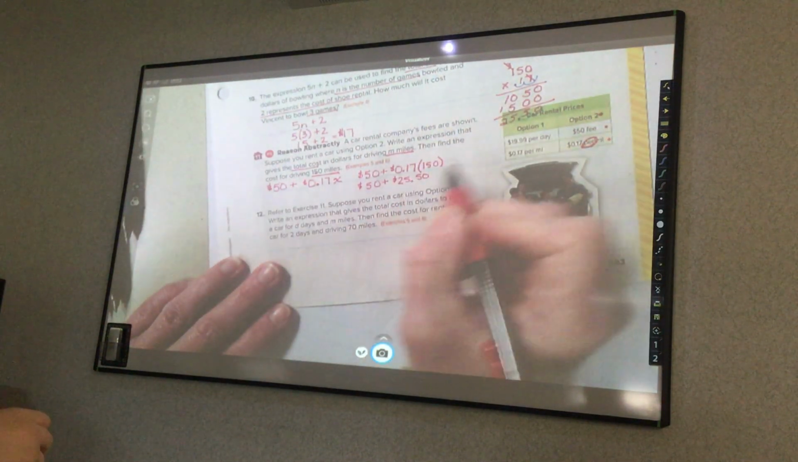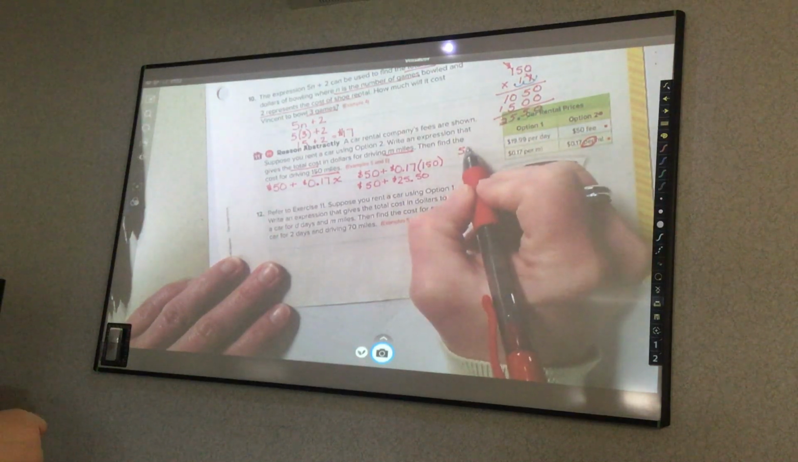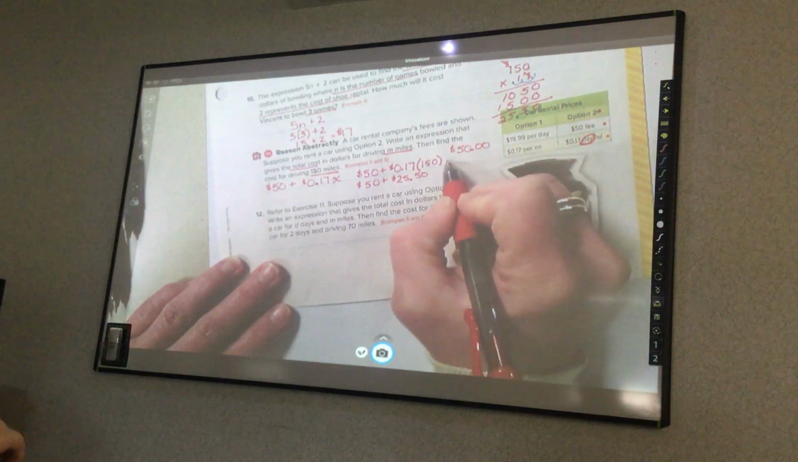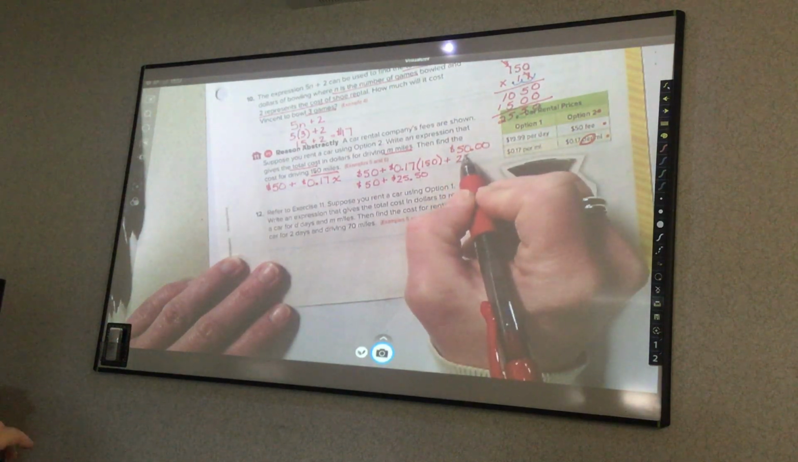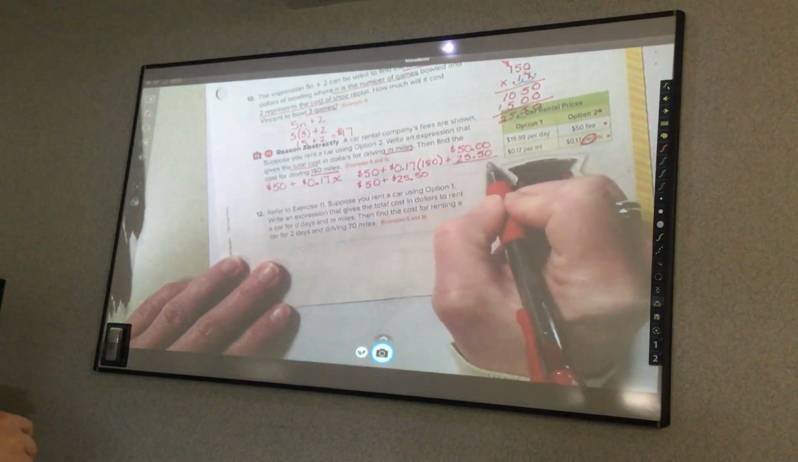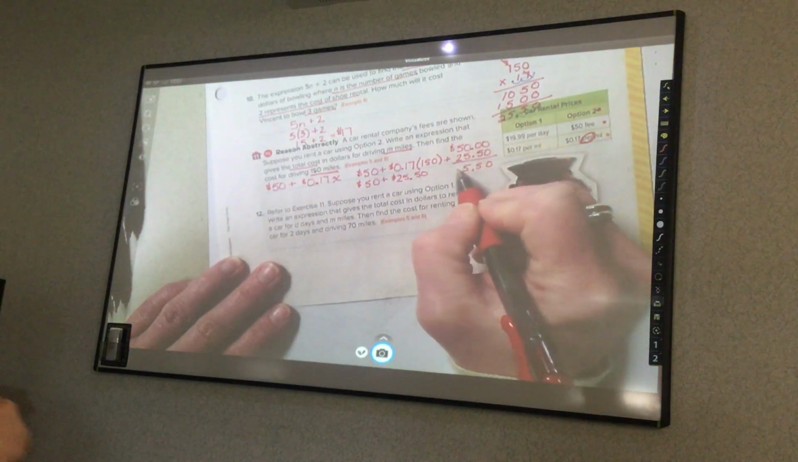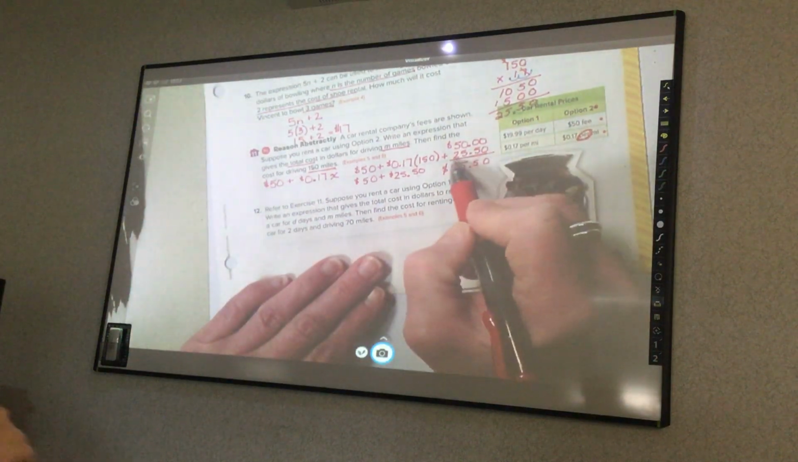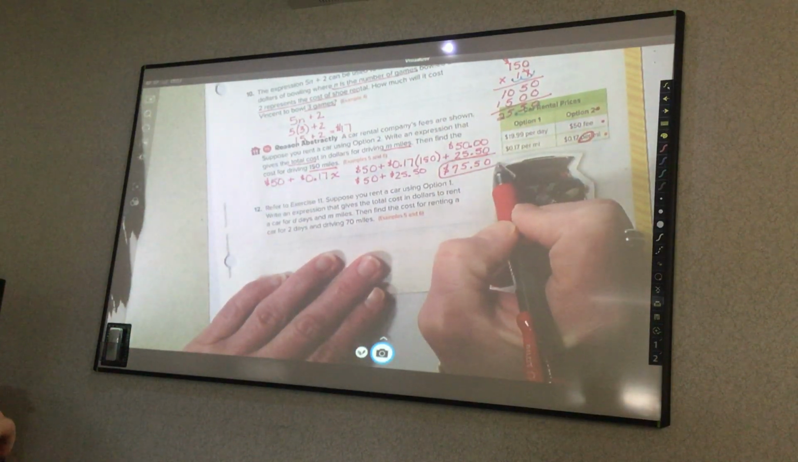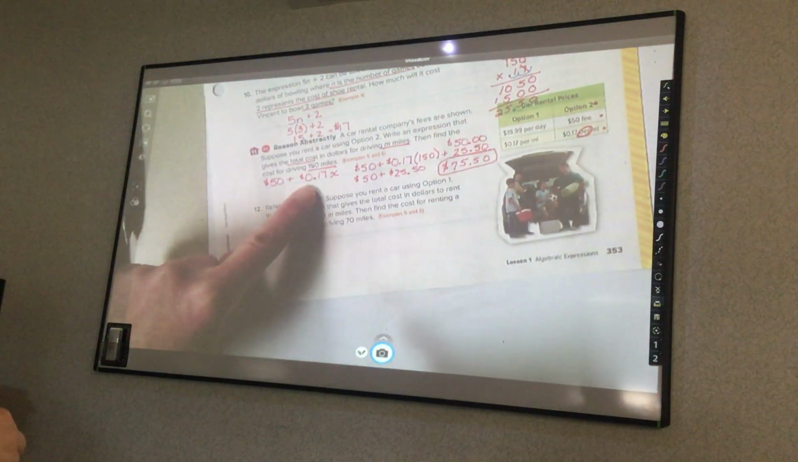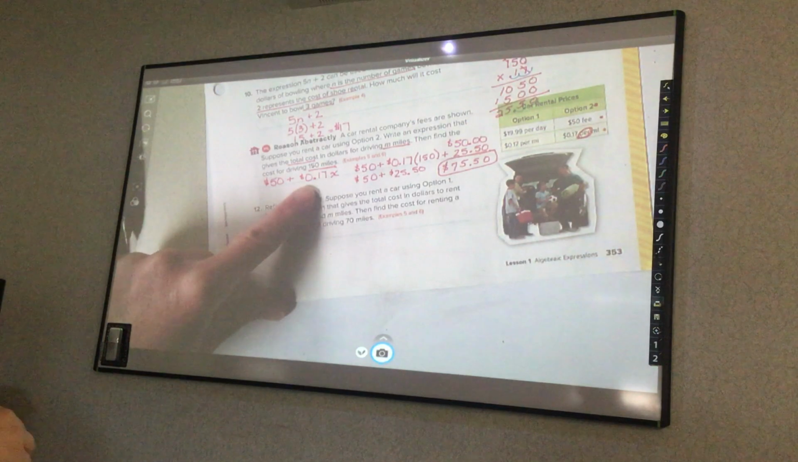Then when I add these, make sure you're lining up the decimals. $50 would be 50.00 plus 25.50. So that adds up to $75.50. How many of you got number 11 correct, including the equation? So a lot of you are fixing it.